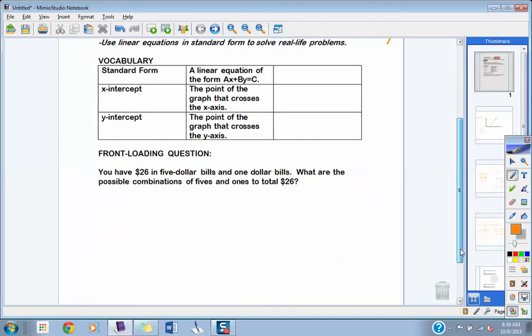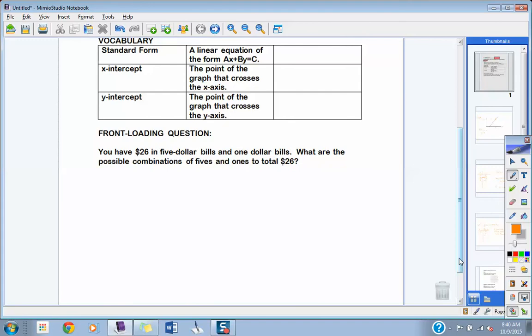So vocab-wise today, we need to understand what standard form is. Standard form is a linear equation of the form ax plus by equals c. Here's an example. The idea being here that a, b, and c represent some number. Basically, this is saying you have 3 of something plus 2 of a different thing. They total up to 24. If I had to ask you to identify the a value, the b value, and the c value in this example, what is my a value? 3. What's the b value? 2. B is always going to be next to y. And finally, the c value out here by itself is 24. Right?